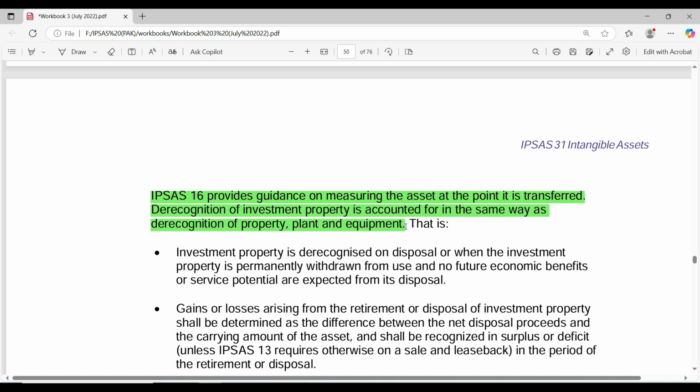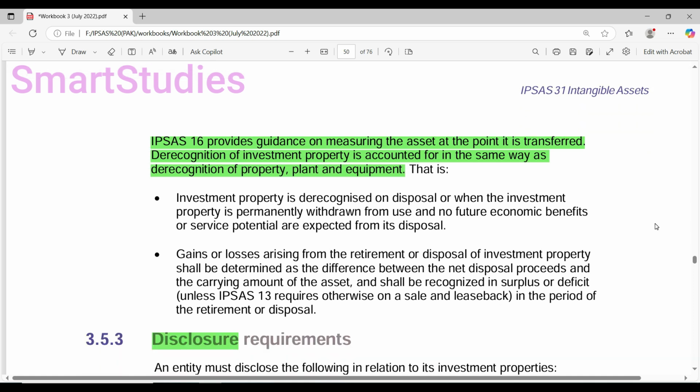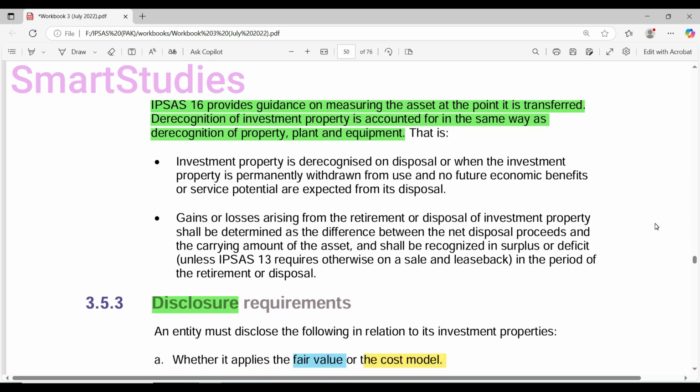Derecognition of investment properties is accounted for in the same way as derecognition of property, plant, and equipment. So here, as we discussed earlier in IPSAS 17 on PPE, the same method applies. On derecognition, if there is a gain, the gain should be treated as income in financial performance. And on derecognition, the investment property is no longer in the financial position.